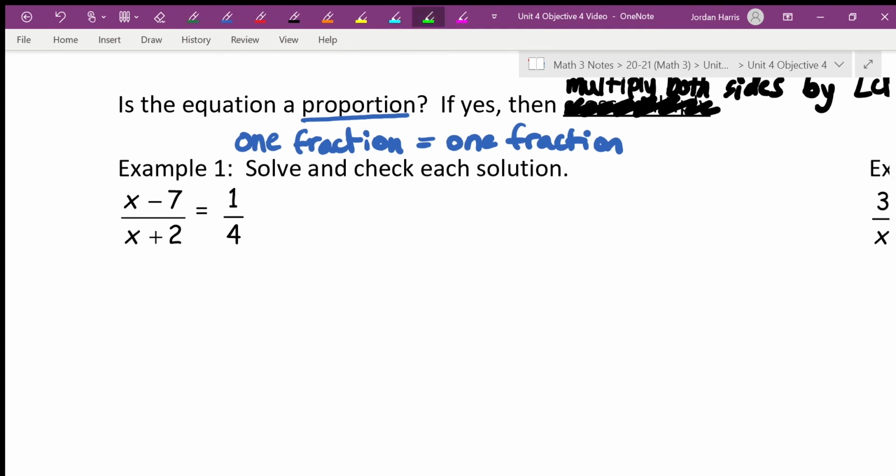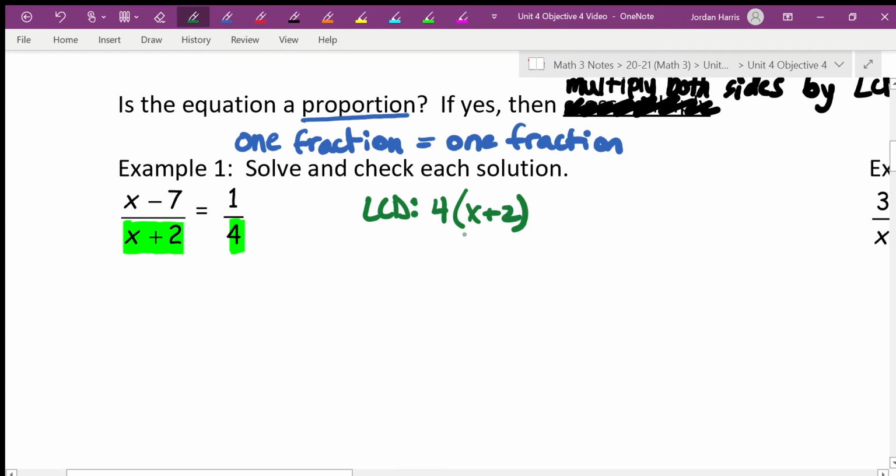So we look at our denominators. It doesn't matter that there's an equal sign separating. We just look at all of the denominators across the entire thing: x plus 2 and 4. There's no way to turn them into that. So I'm going to use a least common denominator. I should actually label it: least common denominator of 4 times x plus 2. That combined is it, because we can't turn one into another. There's no way to turn 4 into x plus 2.